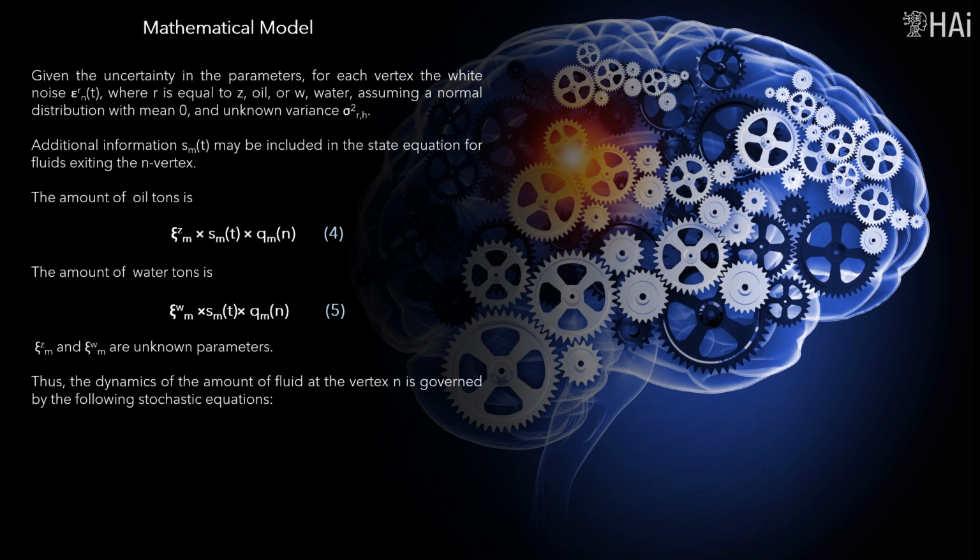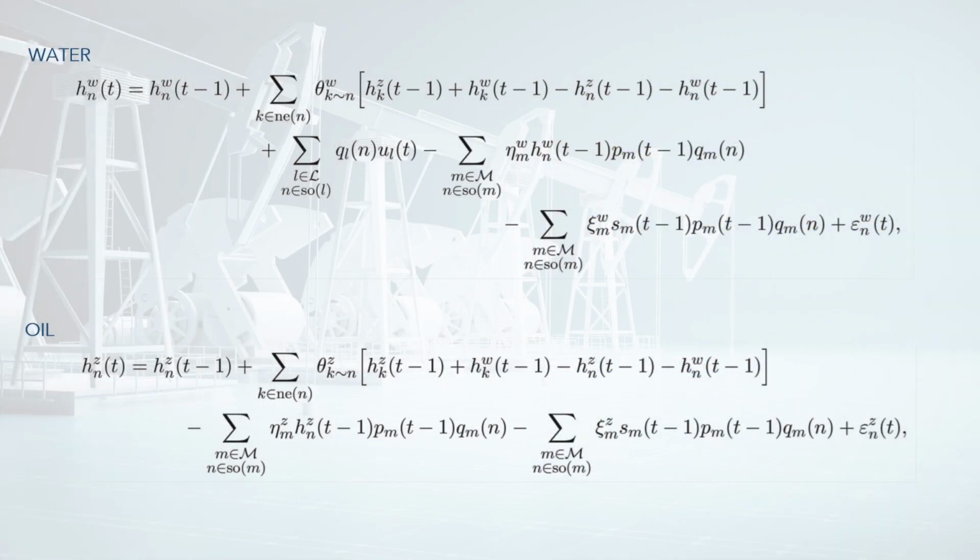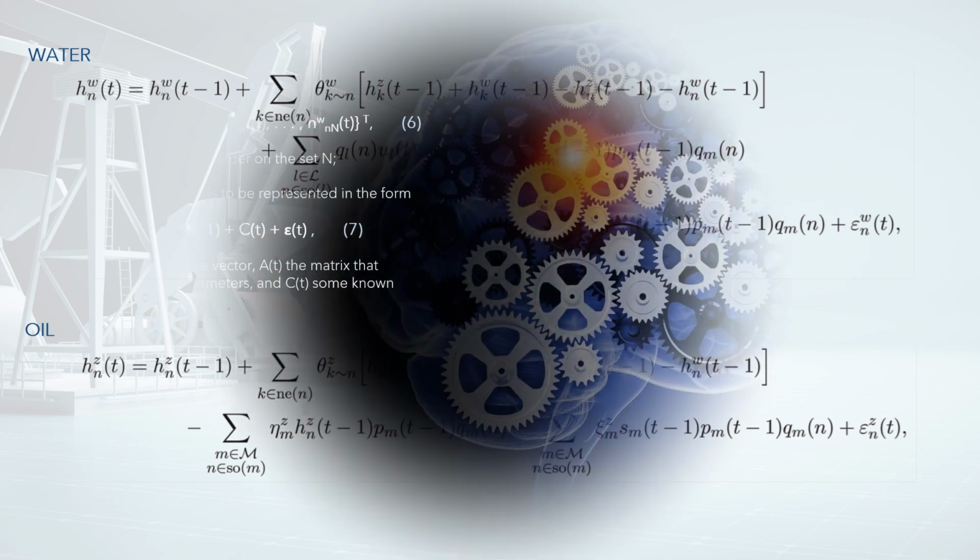Additional information SMT may be included in the state equation for fluids exiting the N vertex. The equation 4 defines the amount of oil tons, and the equation 5, the amount of water tons. ZZM and ZWM are unknown parameters. Thus, the dynamics of the amount of fluid at the vertex N is governed by the following stochastic equations.